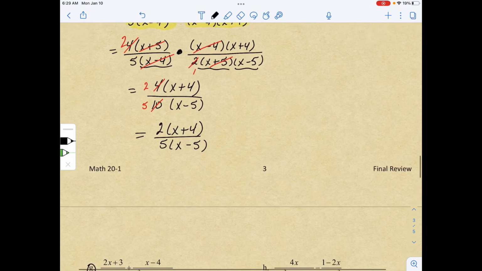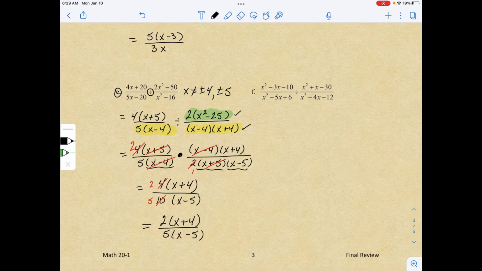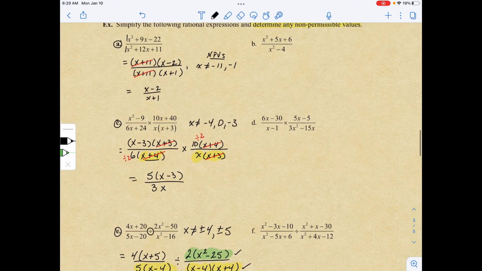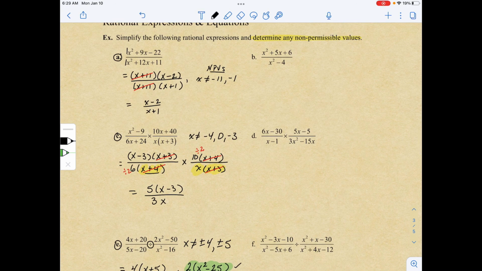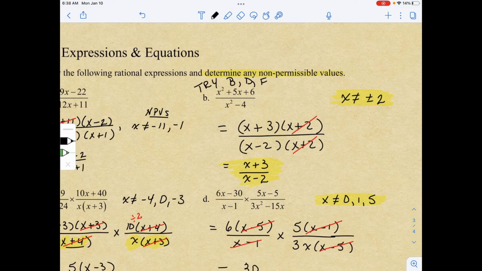Okay, we'll look at G and H in a minute. Those are adding and subtracting, but I'm going to suggest that you pause the video and do B, D, and F as tries. Okay, so you pause that.